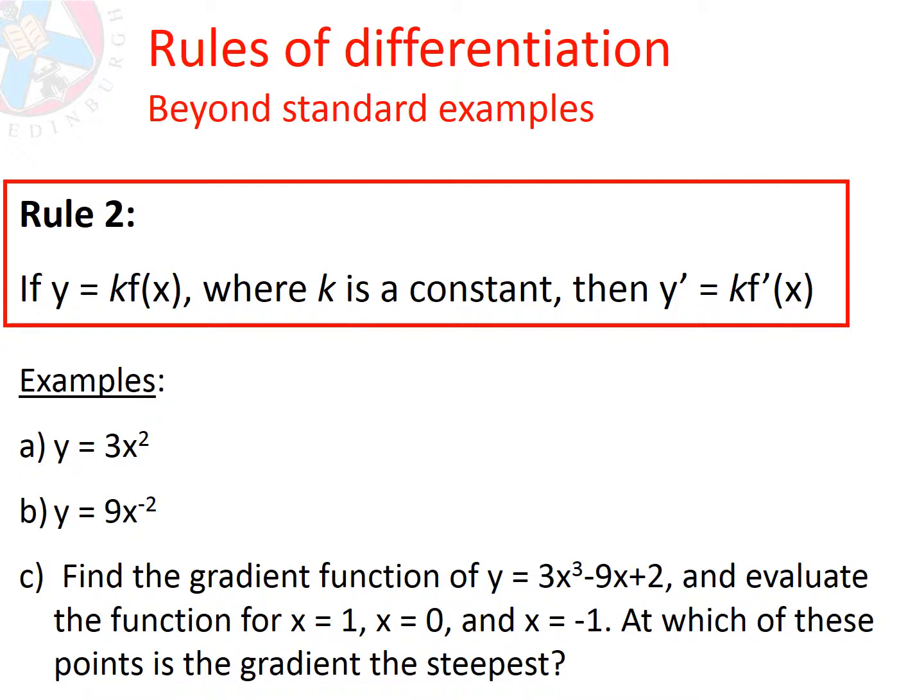So 3 people have got it right there, and 1 person's got it wrong. Because this is raised to the power of -2, when you do n minus 1, if n equals -2, that is -3. So in this case, this would be -2 times 9, -18, times x to the power of -3, which is the same as saying -18 over x cubed.